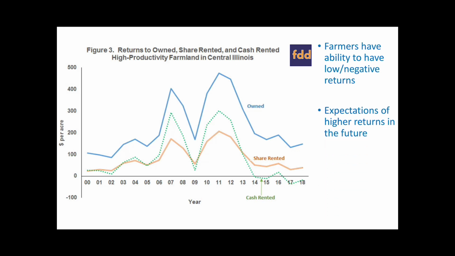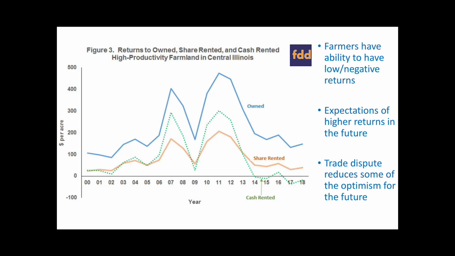Some of the reasons for taking those low to negative returns is expectations of higher returns in the future. We're going to farm this land and hope that in the future we get higher returns. I would say, in my opinion, that the trade disputes that we've seen recently have lowered those prospects of higher returns in the future. Trade disputes typically have long-run impacts, lowering price, and I would point to, for example, the Russian grain embargo.